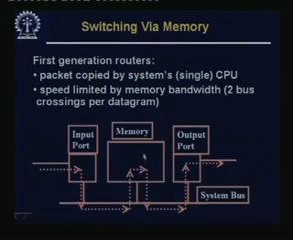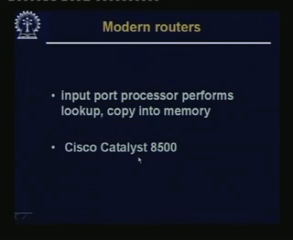Now, this is the part which gives a bottleneck to this entire scheme, because this part tends to be slow. Now, in modern routers, as I mentioned, the input port processor performs lookup, copy into memory, etc. An example is a commercial system like the Cisco Catalyst 8500, which would take this kind of approach.